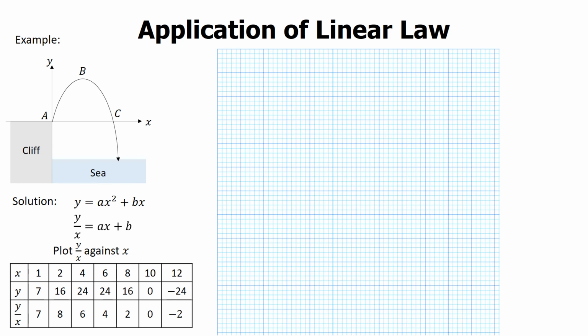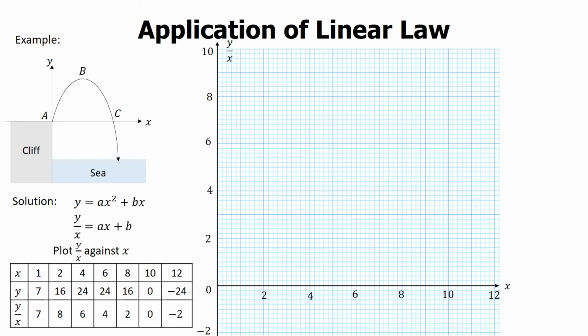Now we can use a piece of graph paper to plot the graph. So this is the x and y axis, where the x-axis will be x and the y-axis will be y over x. Now we can start to plot the points here. The first point coordinates is 1, 7, so this is the point, followed by the second point, coordinates 2, 8, the third point coordinates 4, 6, and so on. Continue to the next point, and next point, another point, and the last point coordinates is 12, negative 2.